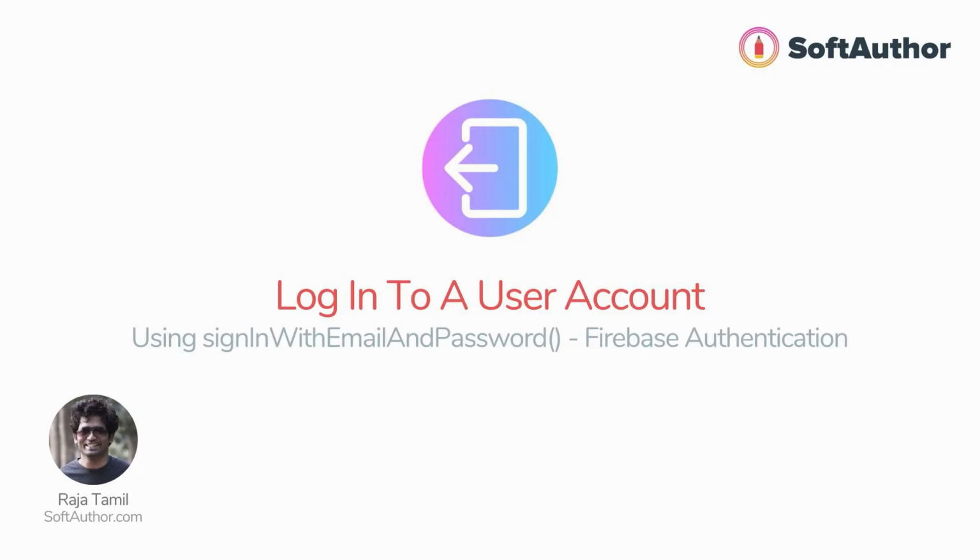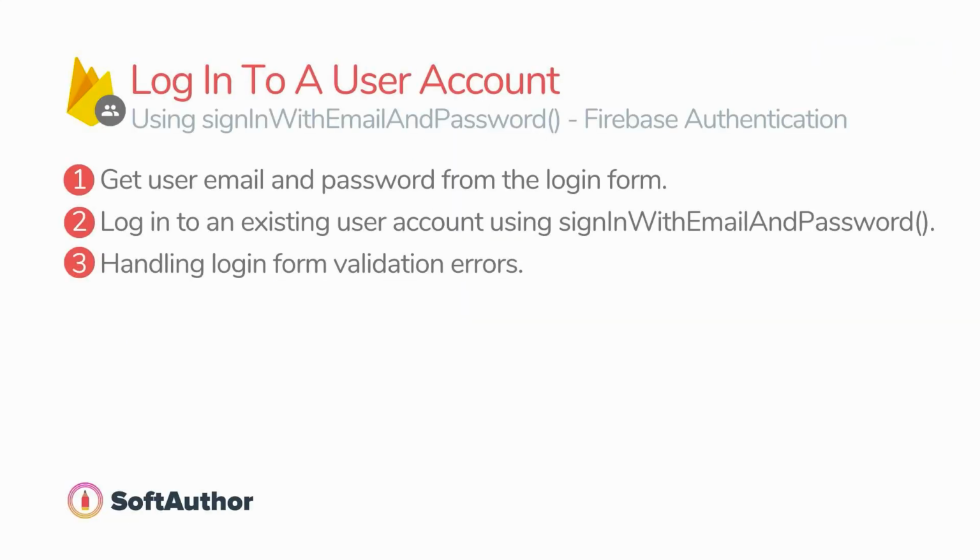By the end of this lecture, you are going to learn how to implement a login functionality for an existing user account. The first step is to get the user typed email and password from the login form when a login button is pressed. To do that, add ID attributes to the login form email and password input fields as well as the login button.